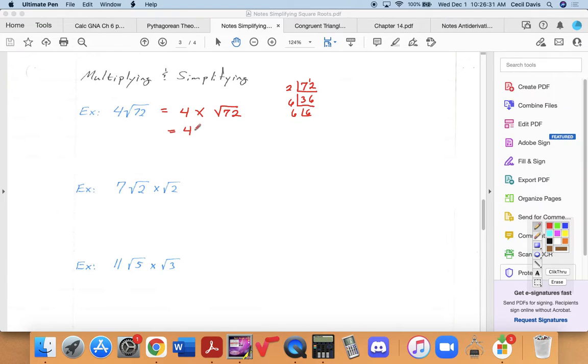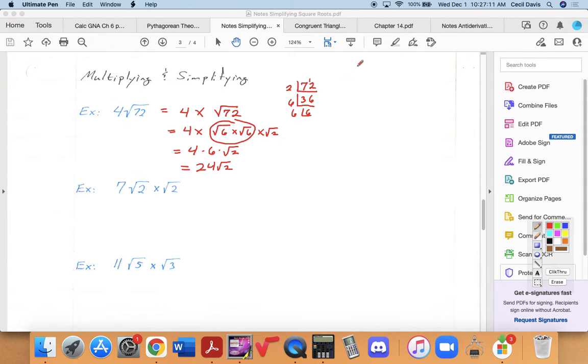So we've got 4 times the square root of 6 times the square root of 6 times the square root of 2. What's the square root of 6 times the square root of 6? 6. So this is 24 square roots of 2. So if while you're doing prime factors, you happen upon a perfect square, you can just take the square root of that instead of having to do prime factors. And sometimes that'll save you some time.